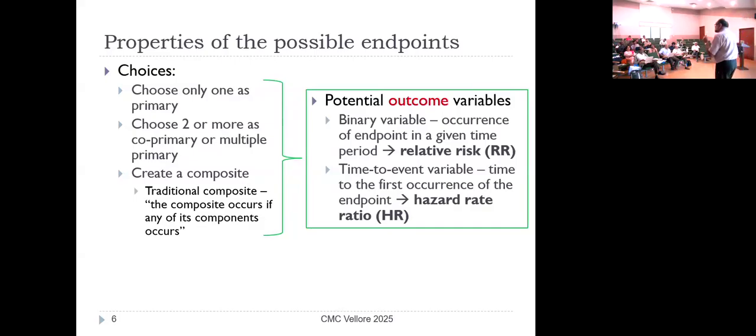Then I have to deal with handling the alpha level, but I can do that. Or if I have a composite, like the traditional composite, it's a clinical event, time to the first occurrence of any of its components. And that's the simple analysis of what we've done so far. So in all of these situations, we have the time to event variable that we've always been talking about all day today. Nothing different. The win ratio is slightly different.